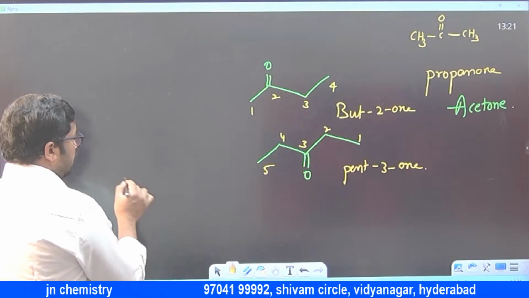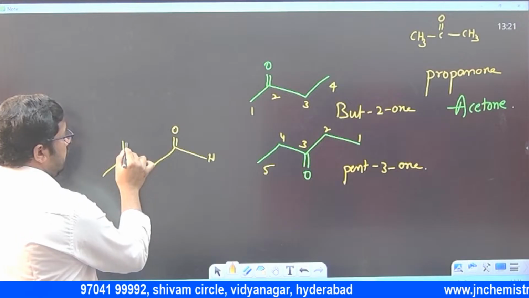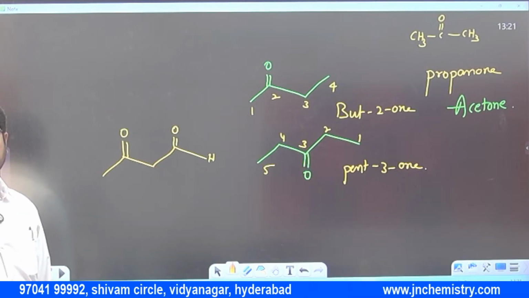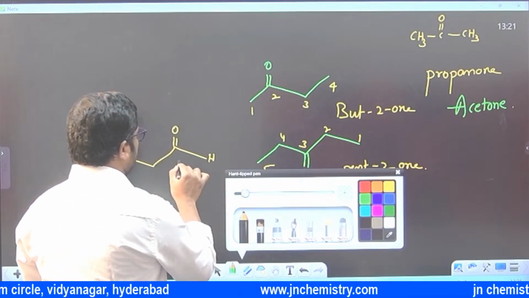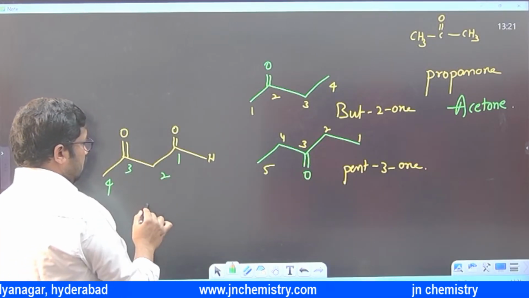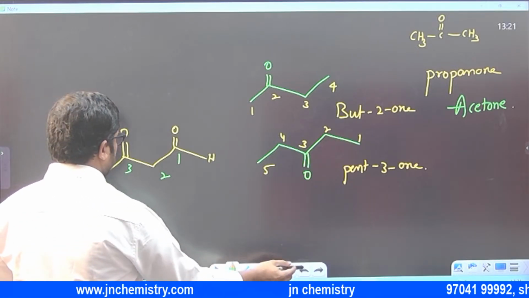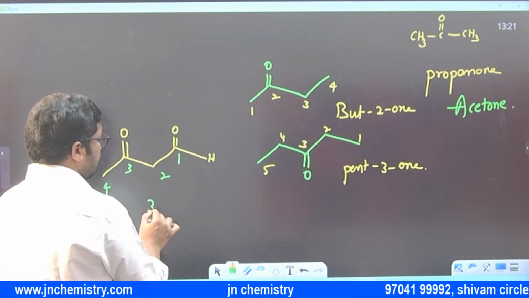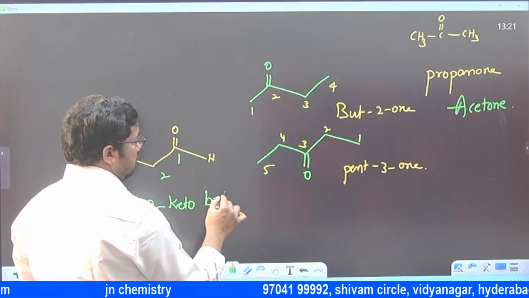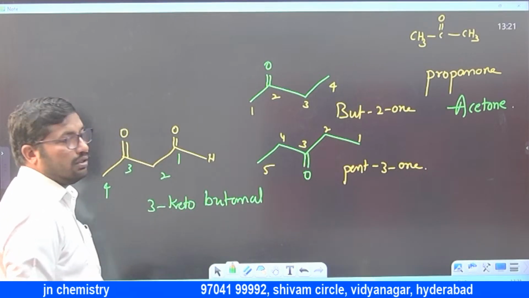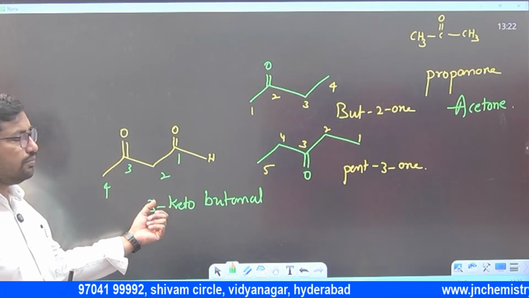When the ketone is coming along with an aldehyde, we need to give more priority to the aldehyde. Here 1, 2, 3, 4, right? But. So first, sorry, 3-oxo or keto, 3-oxo butanal, 3-oxo butanal, 3-oxo or 3-keto.